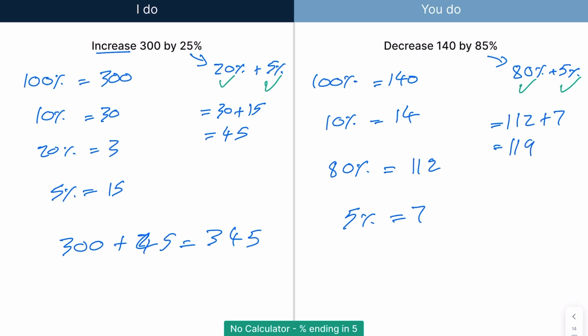So we now know what 85% of 140 is. So we need to decrease by that. So we just do 140 take away 119, and that gives us a final answer of 21.